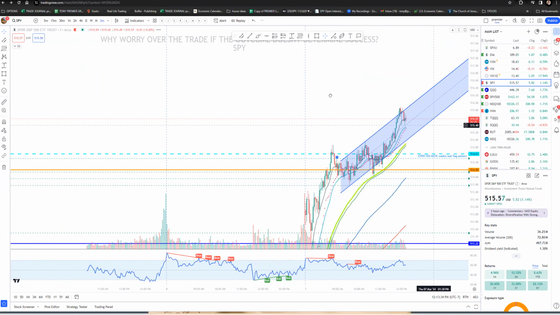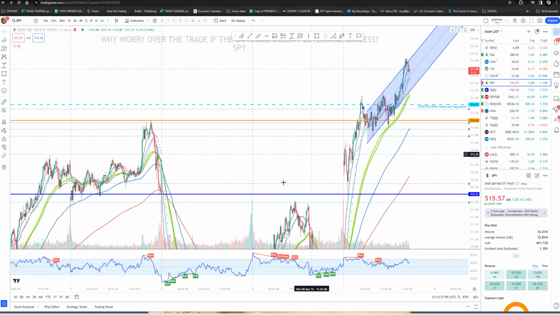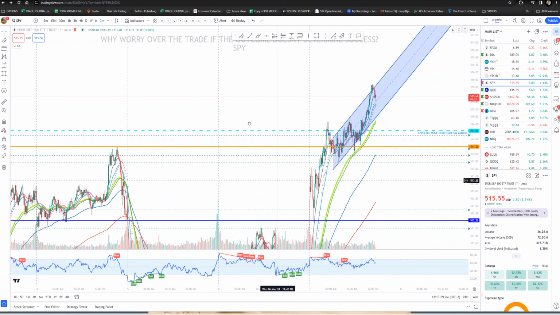The bears didn't do their job at all on this gap. I mean, it is extremely strong. Extremely, extremely strong.